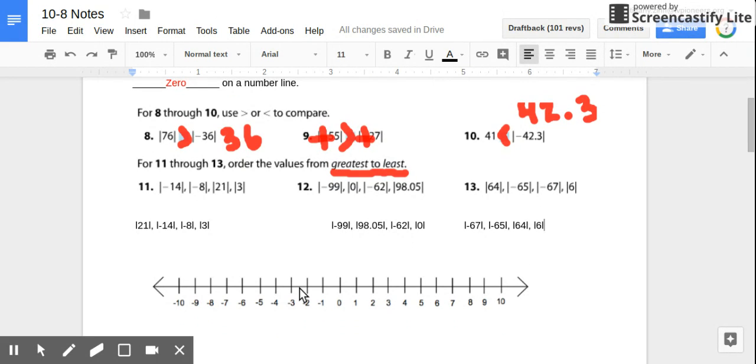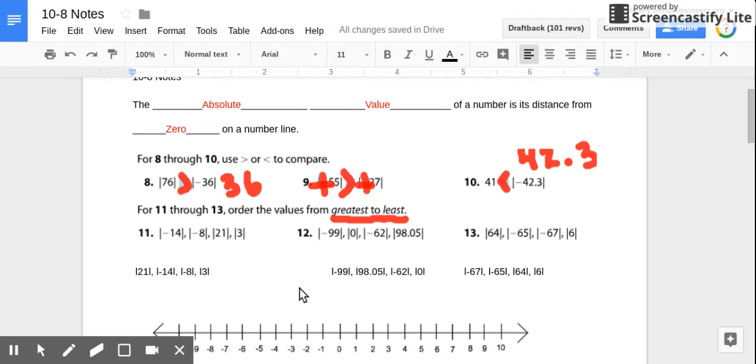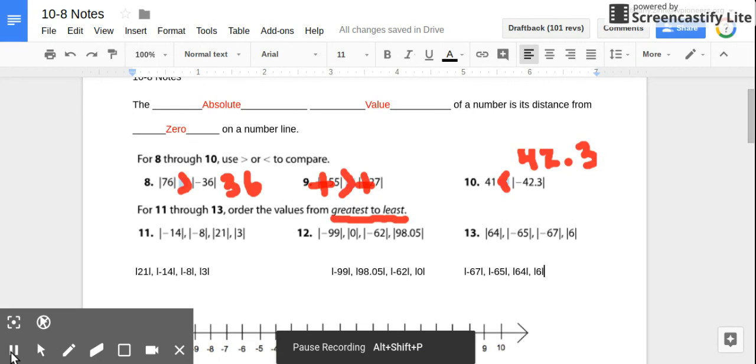So go ahead and when you get done with all of this and your notes look just the same as mine do, glue it into your notebook and then go ahead and start on the next activity.